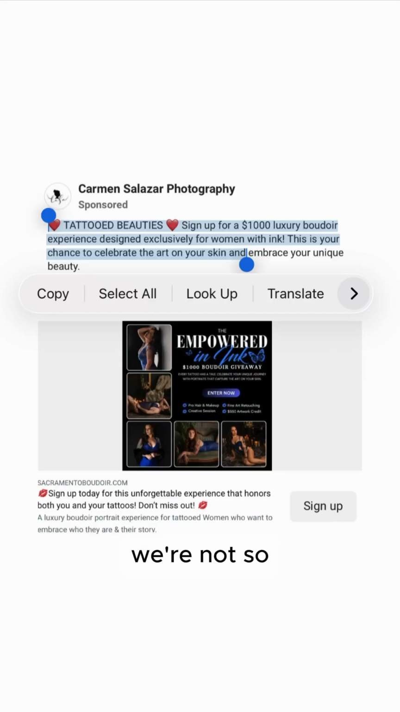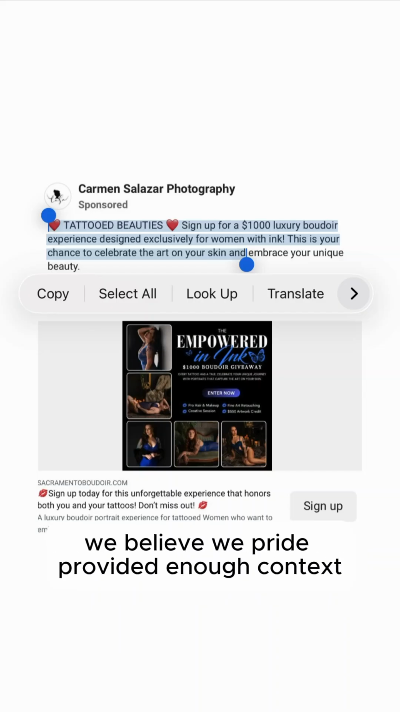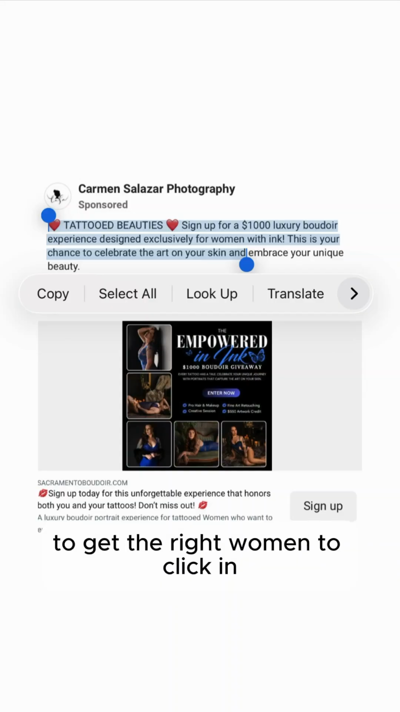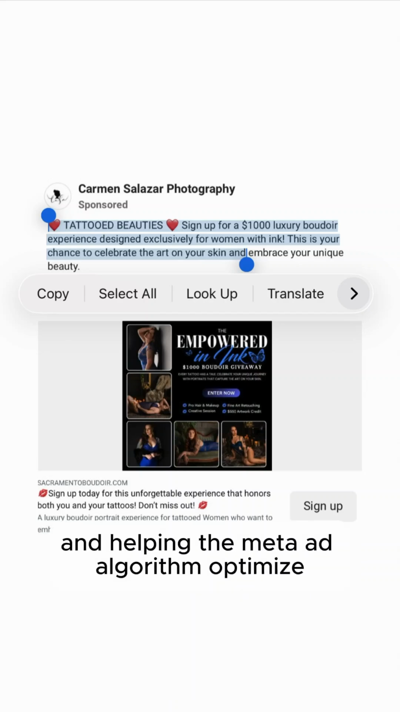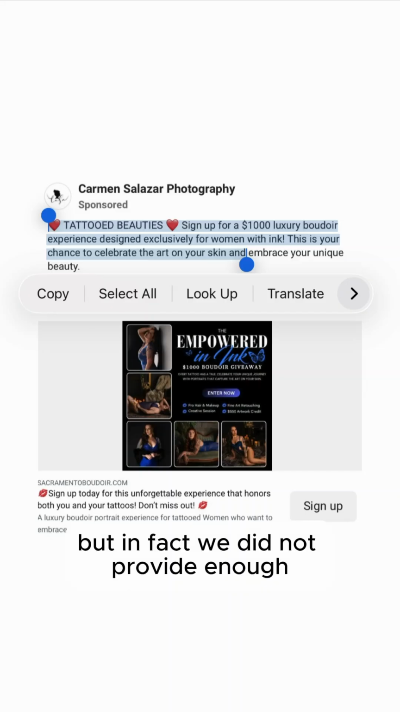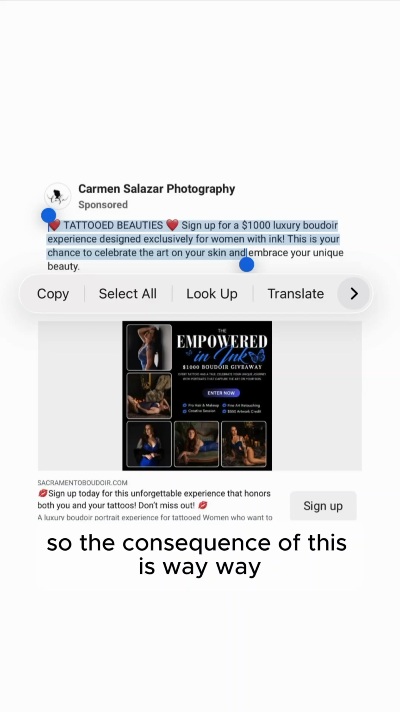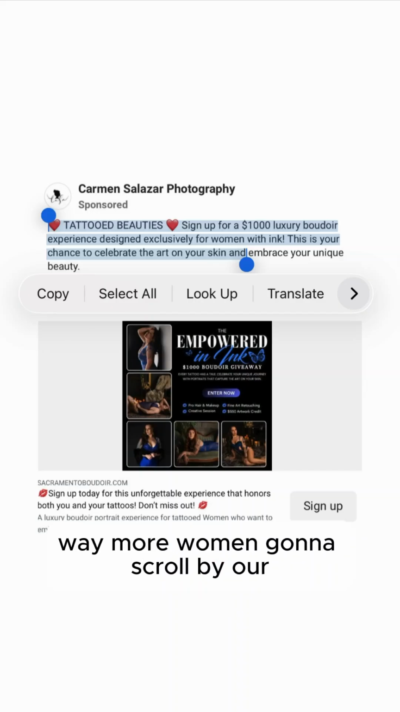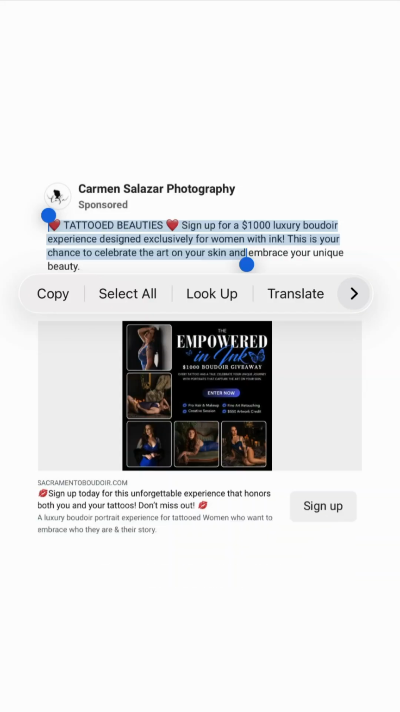So, the false belief that causes us to make this mistake is we believe we provided enough context to get the right women to click in and more of them, and more of the wrong women to scroll on by, and helping the Meta ad algorithm optimize. But in fact, we did not provide enough context here. So the consequence of this is way more women scroll by our Boudoir Facebook ad than necessary.